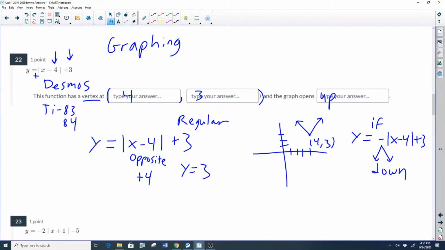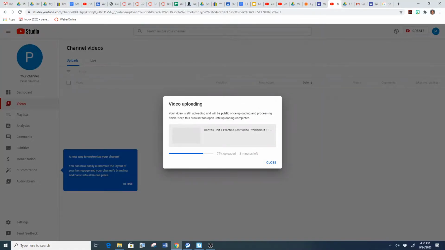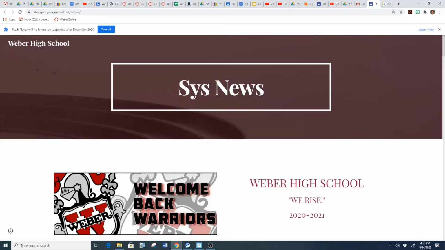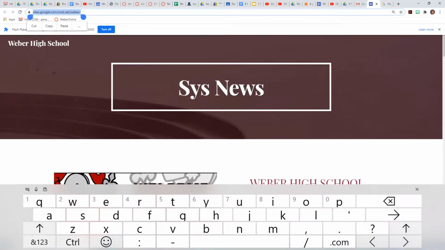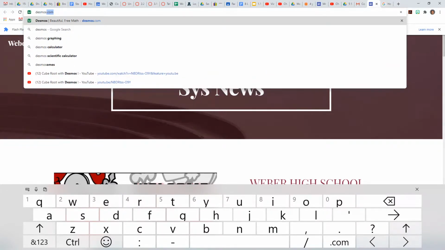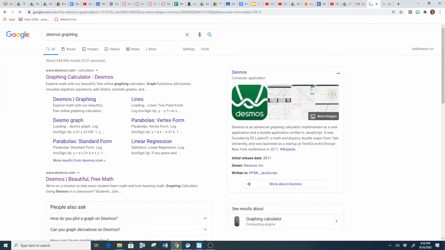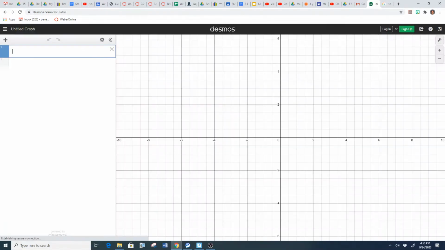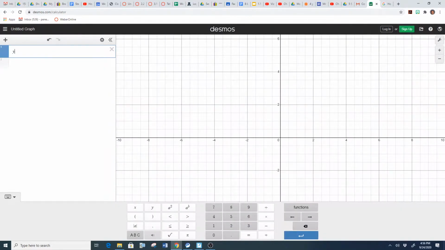And again, you can use Desmos or your graphing calculator to see that. So we'll show you that right now. Here we go. We'll just type in Desmos real quick. So there's Desmos. And so again, you'd go ahead and type in y equals, here's the absolute value sign, of x minus 4.